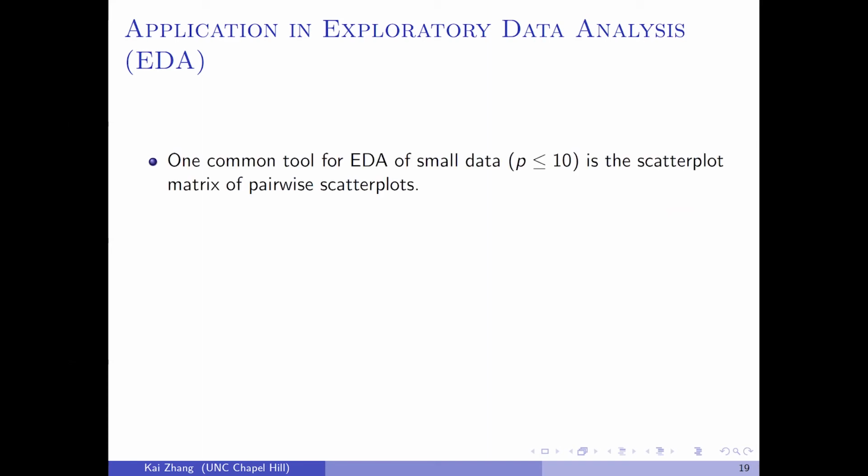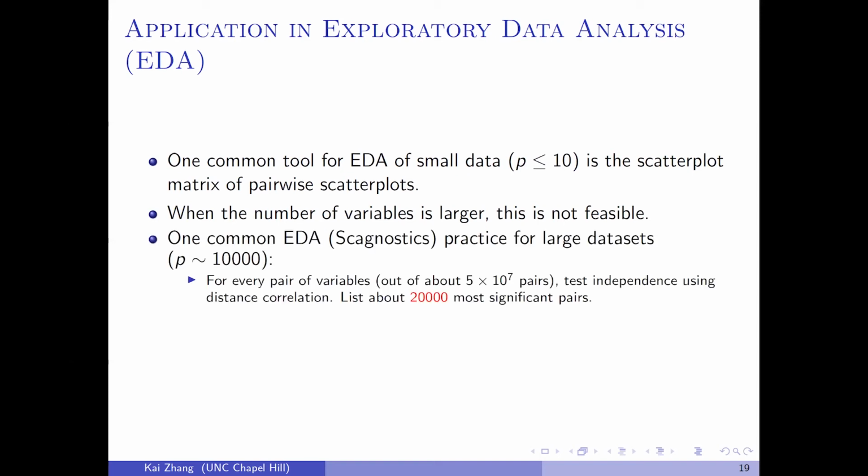Now let's turn to applications in exploratory data analysis. When we analyze a small dataset, one thing we often do is the scatter plot matrix for each pair of variables in the data. However, this approach is not feasible for large datasets simply because there will be too many plots to draw. So what do people do in practice?